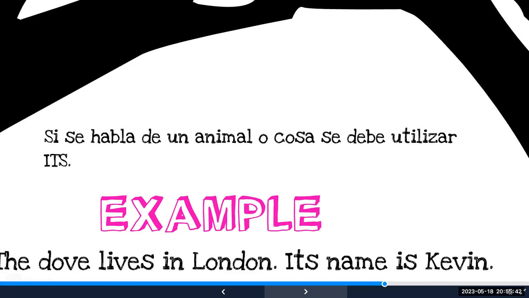¿Alguien más me lee, por favor? Si se habla de un animal o cosa, se debe utilizar its. Example, read the example. The dog lives in London. Its name is Kevin. Okay, ¿qué dice ahí?